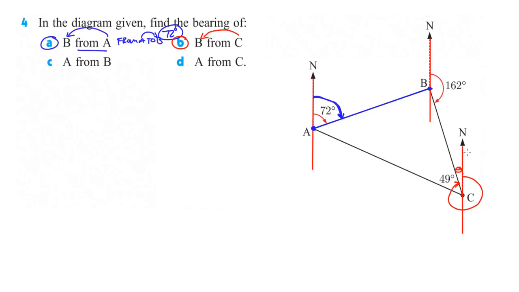Okay, now here's why I had you extend these lines out, because look, from here around to here is 162. How far would it be from here all the way around to this line down here? 180. 180, right?